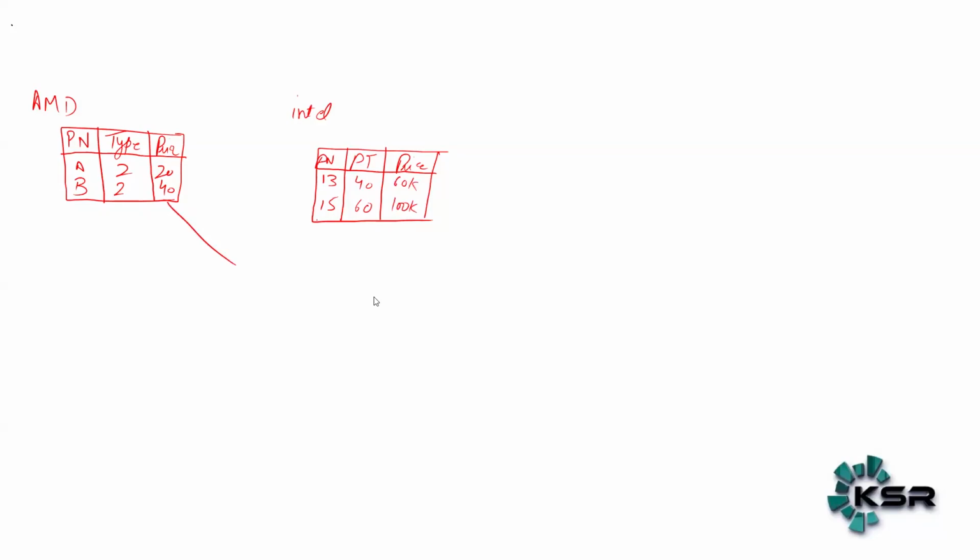So now you have performed the append query on this. Append query will do nothing, as we have the same data, like it should be the same: PN, PT, price. So the schema is the same, right? A new table will be created, which will have PN, PT, price: A, B, 2, 2, 20, 40, and then it will take this data, I3, I5, 40, 60, 60K, 100K. This was happening at the first point.